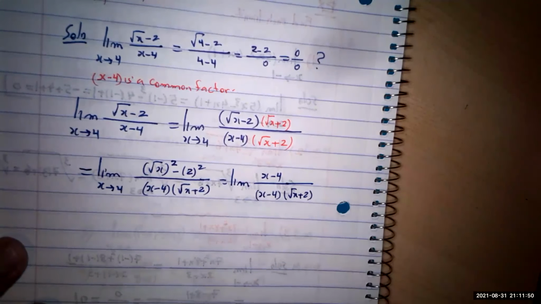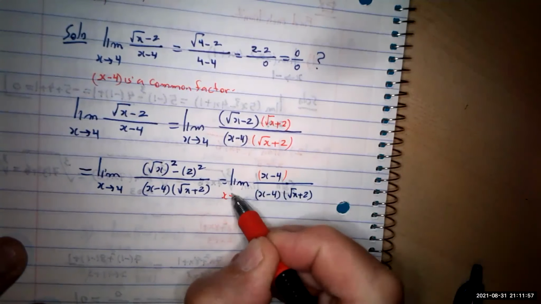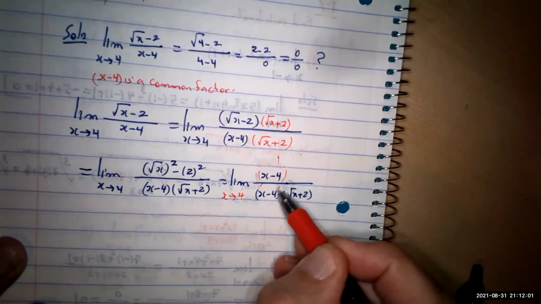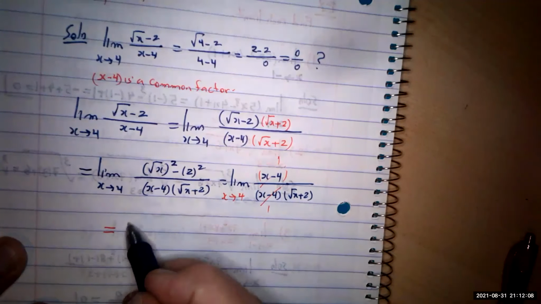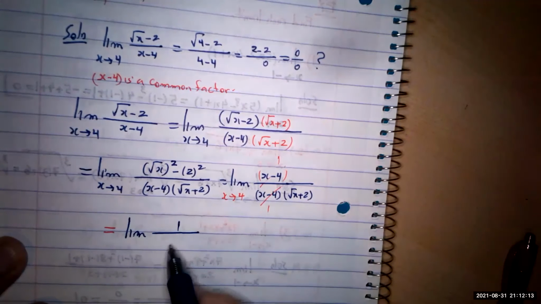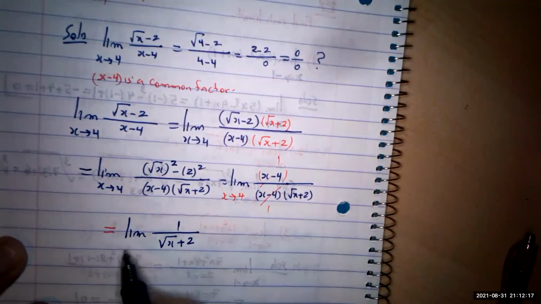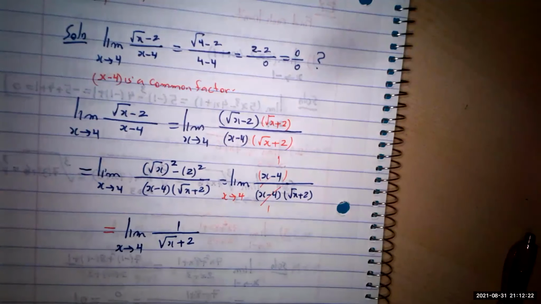Now we have the common factor that we are looking for. You see, this is going to be the common factor. As x goes to 4, eliminate the common factor. You divide by x minus 4, that gives you 1. So we are going to get equal to the limit of, the top would be 1, the bottom one would be radical x plus 2, as x goes to 4. Any question?